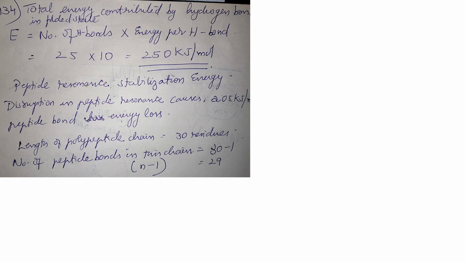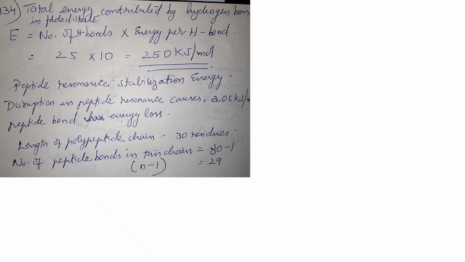So first, the total energy contributed by hydrogen bonds in the folded state. The number of hydrogen bonds is 25, and the energy per hydrogen bond, given in the question, is 10. So the energy contributed by hydrogen bonds is 250. That means that much energy has to be supplied for the protein to be unfolded.